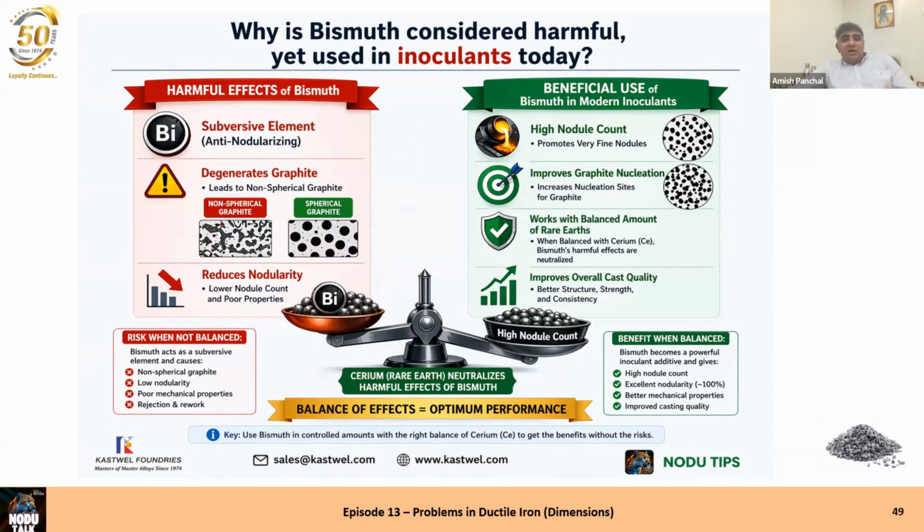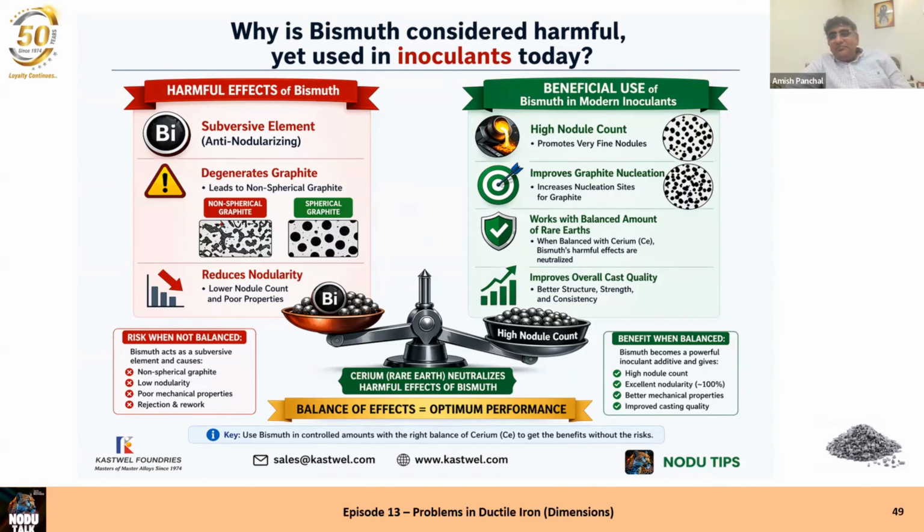So the harmful effect of bismuth is that it's a subversive element. It degenerates the graphite and reduces the nodularity. But what are the beneficial uses in modern inoculants? It gives a high nodule count, improves graphite nucleation, works with a balanced amount of rare earth, and improves overall casting quality. So this is how we are trying to convert this question and answer into a pictorial representation for the benefit of the wider foundry fraternity.